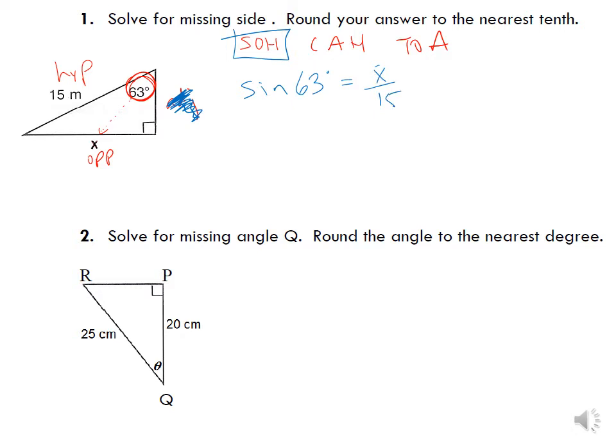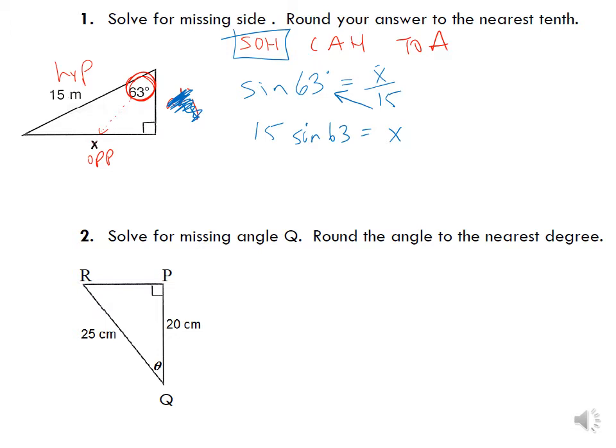And how do you get that x by itself? In other words, how do you get the 15 off the bottom? Cross multiply. 15 sine 63 equals x. Take out your calculator. We're going to go to 1 decimal place, type it in just like you see it. 15 sine 63.